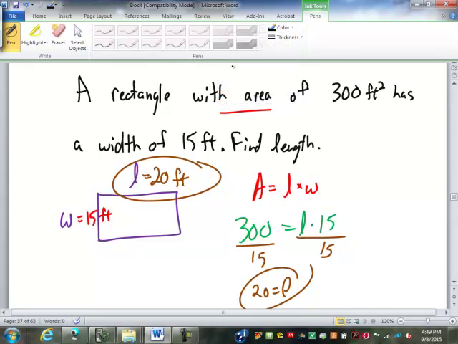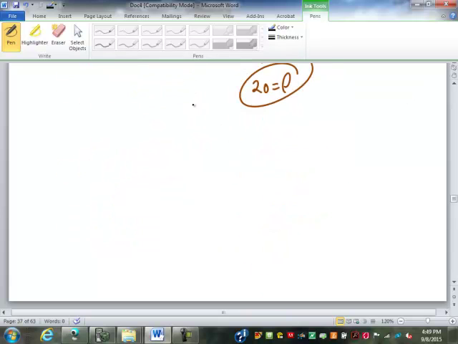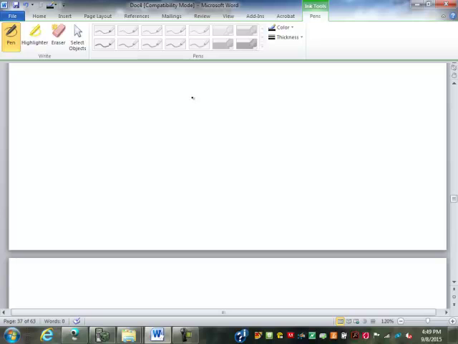How many of you had 20 feet? How many have no clue where 20 feet came from? Okay, so at least nobody's totally lost. These are ones that'll take a while to get used to. The more of them you do, the easier they get. You start to see the patterns and feel more comfortable with them.